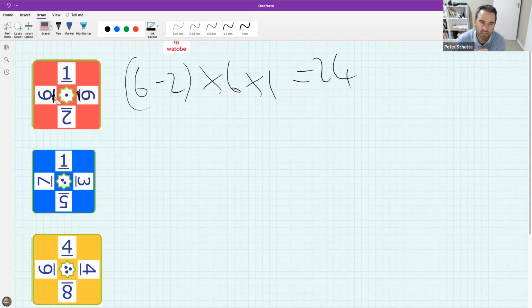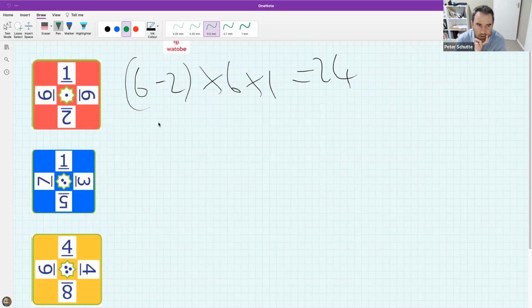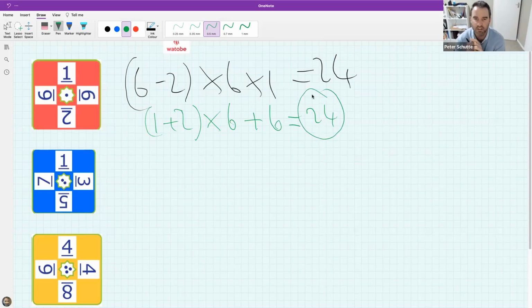Toboko, these are both 6s. So there's no 9s there. Those are both 6s, I'm afraid. Letabo has said 1 plus 2 gives us 3. 3 times 6 gives us 18, plus 6 is 24. Yes, very nice. Well done.